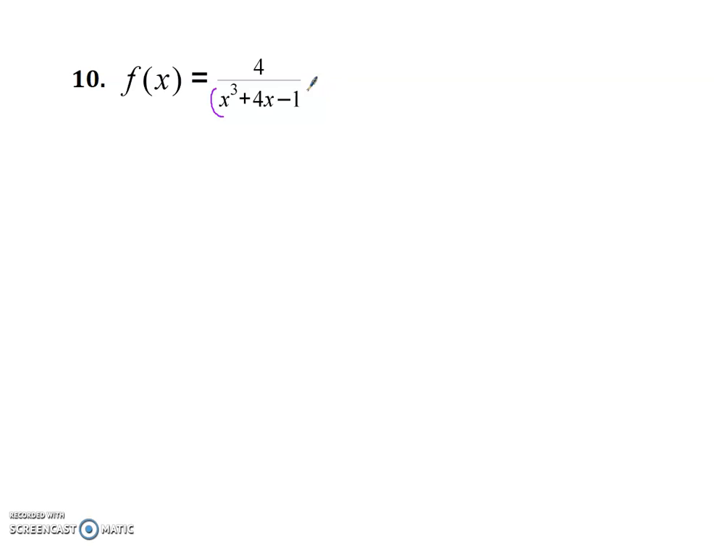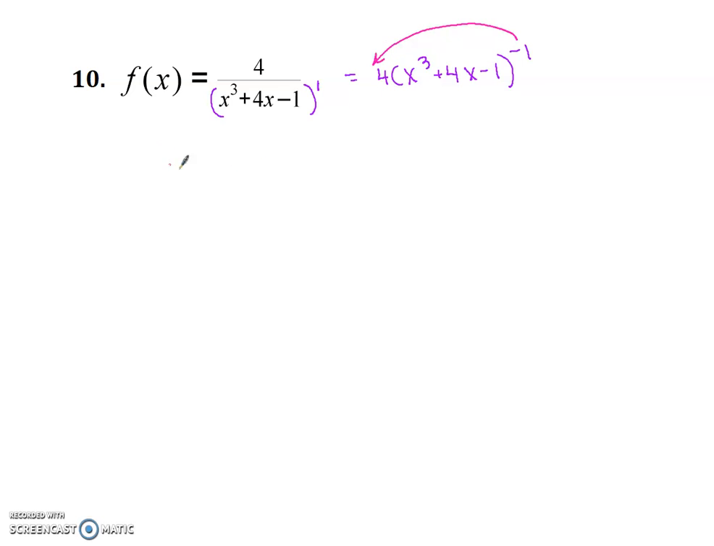But what else you can do now, since there's just a single number on top, there's not an x on top, is take this expression, which is to the first power, and move it up. And now we can do the chain rule instead of having to do the quotient rule.